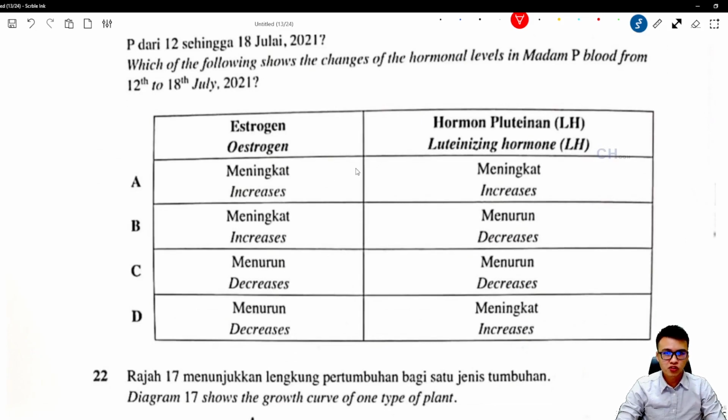So when they want to prepare for the next ovulation, the estrogen here and the LH here must be increased, so that they can prepare for the next ovulation. The answer should be A.